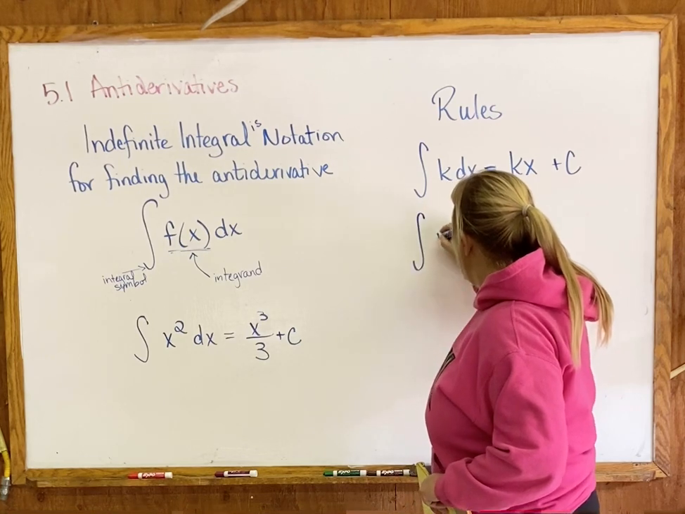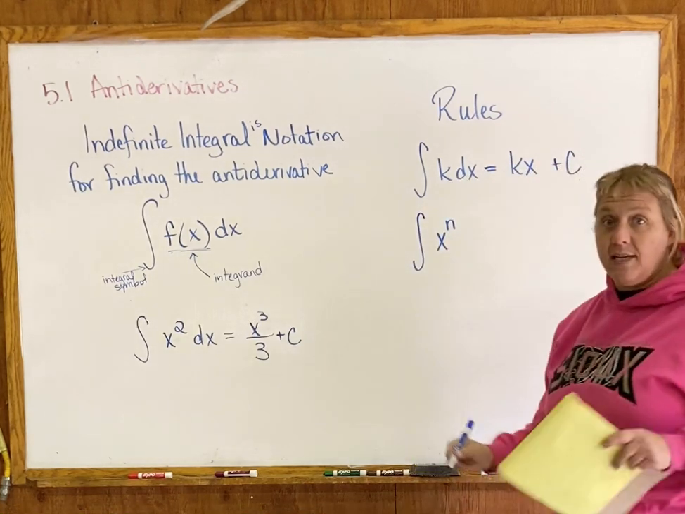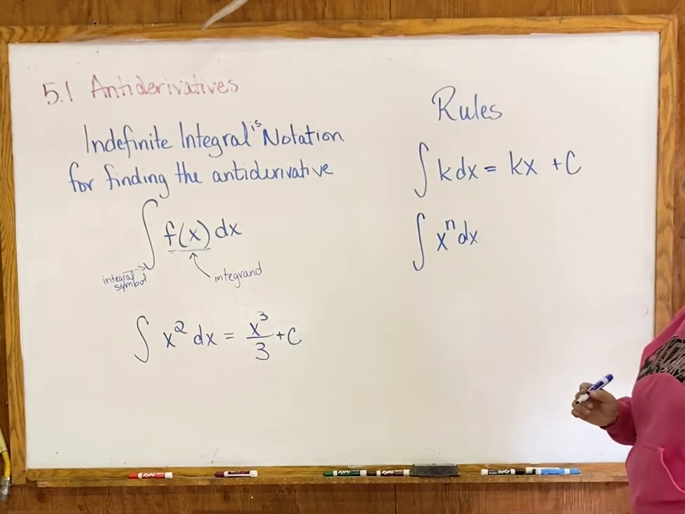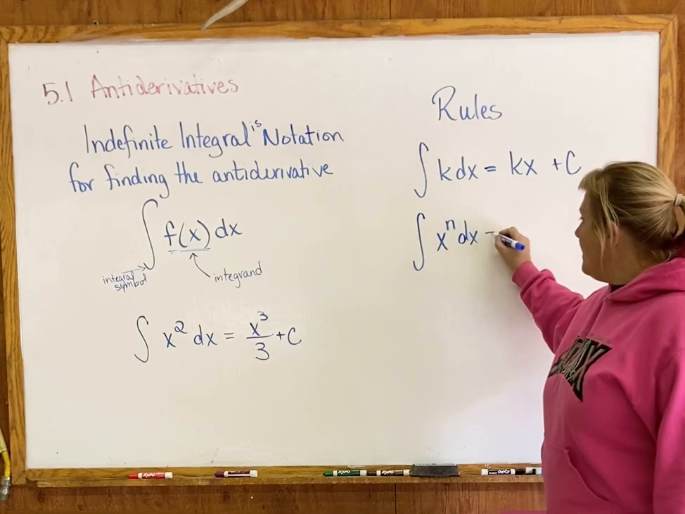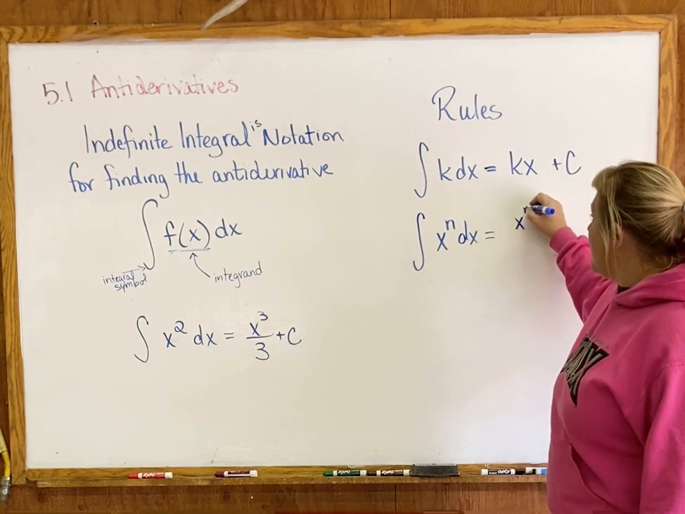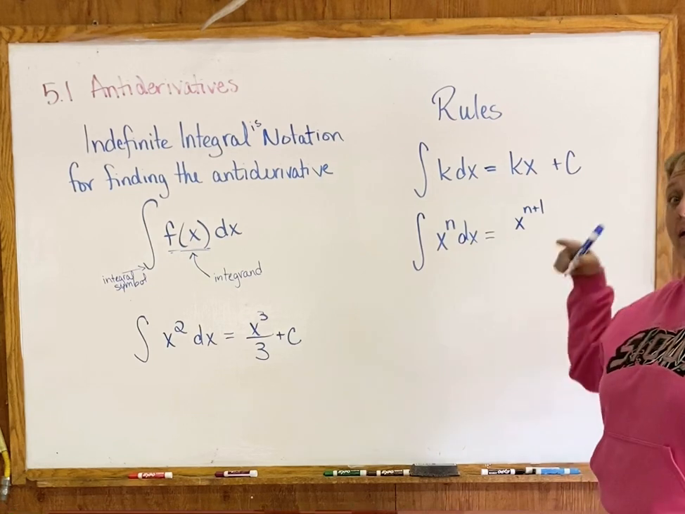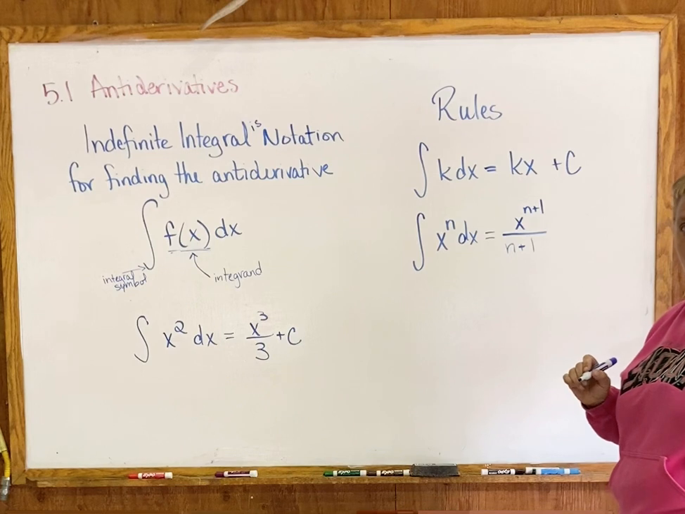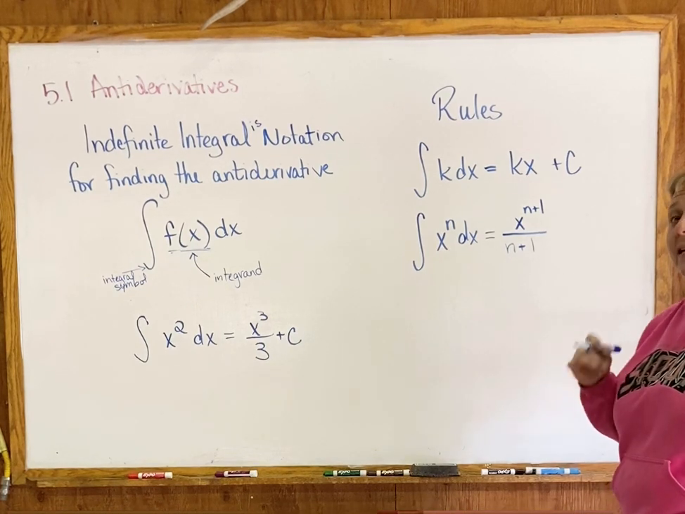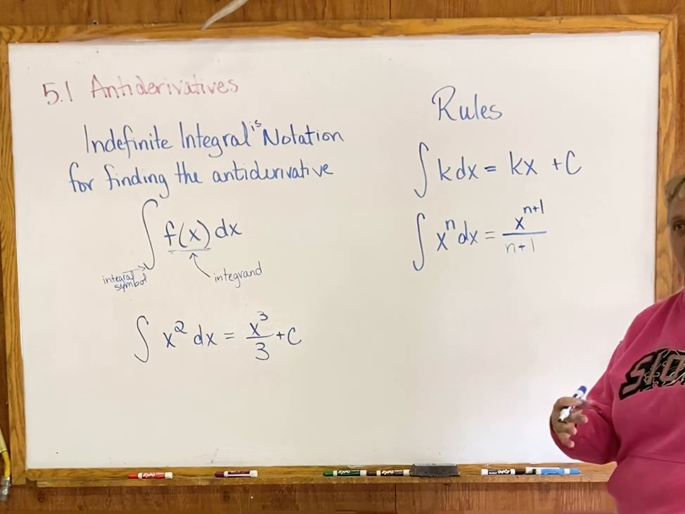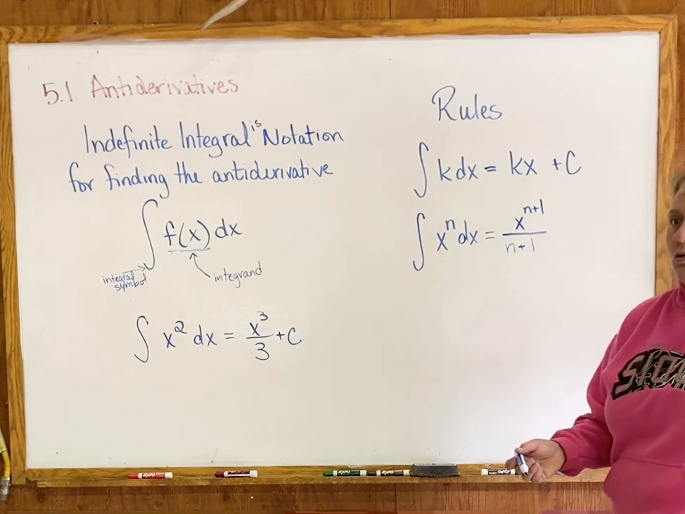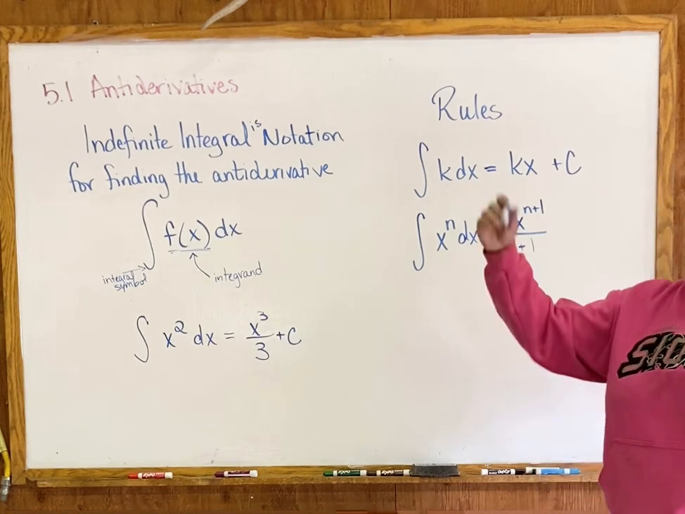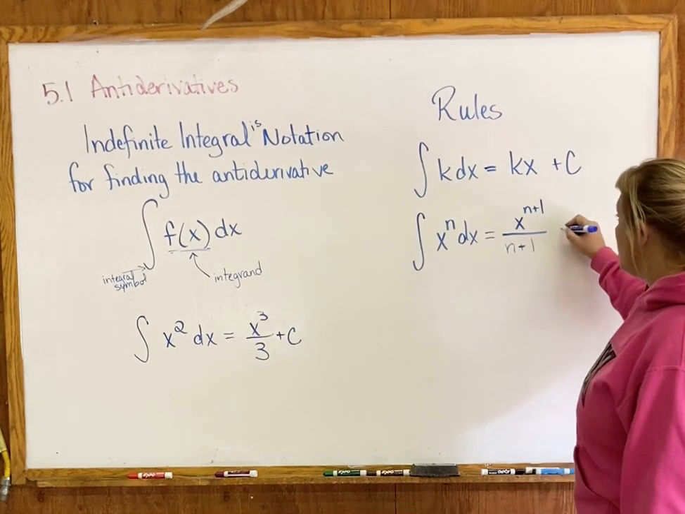Then we have the next one. This is the rule that we have just been using these past couple times. If we have the integral of x to the n power dx, then in order to find the antiderivative, we're gonna go x to the n plus 1, we go up an exponent, and we divide by n plus 1. Okay, up an exponent and divide. So remember, it's the opposite of what we've been doing. To find a derivative, you go down by an exponent and you multiply by the number. So this is the opposite, go up and divide. And then don't forget your plus c.